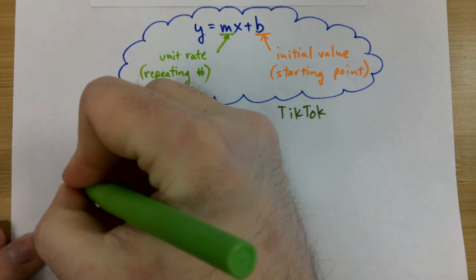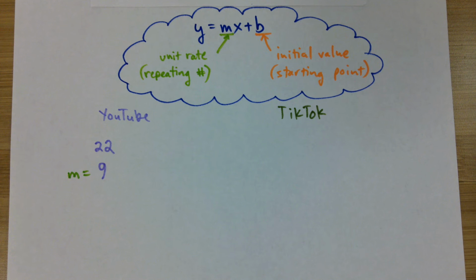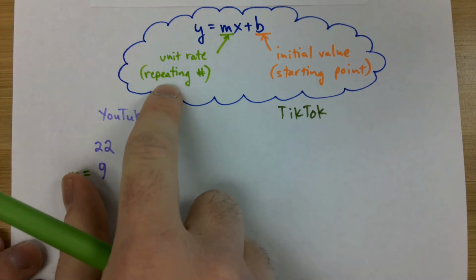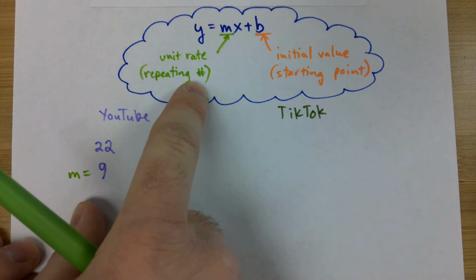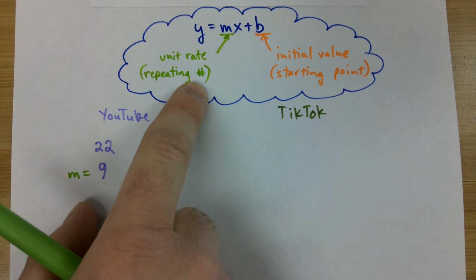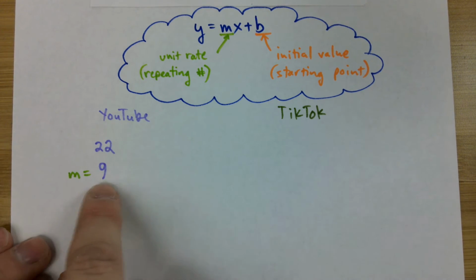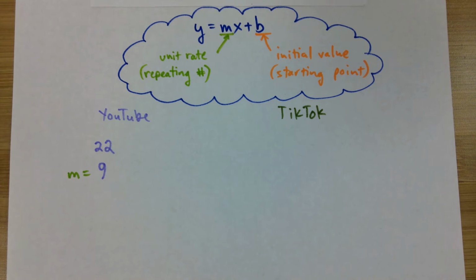9. Why do you say 9 is going to be our unit rate? Because it says 9 additional views per hour. Perfect. What does that mean? It means every hour you get 9 views. Oh, so every hour I'm getting 9 views. That sounds kind of like a repeating number to me, right? Every hour that passes, I get 9 more views, 9 more views, 9 more views. So that's how we can tell which of these 2 numbers is our unit rate. Just think about which number is actually repeating.